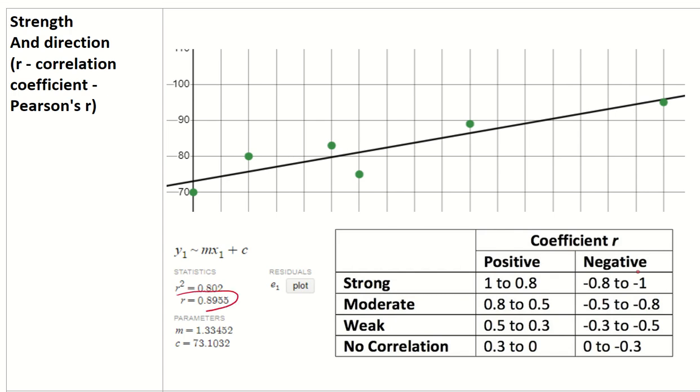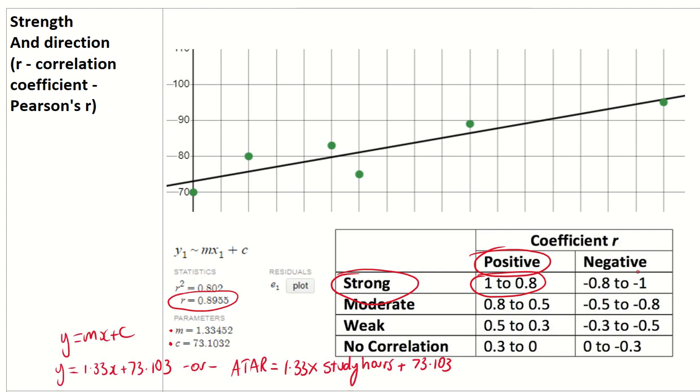Most importantly at the moment, the R value. We've got an R value of 0.8955, and there's heaps of charts out there for you to classify this R value. This one is between 1 and 0.8, so it would be a strong positive association. Notice that Desmos also gives us the gradient and the intercept of that straight line.